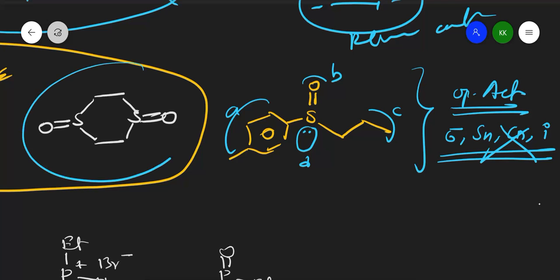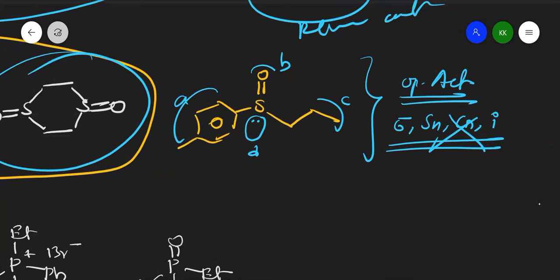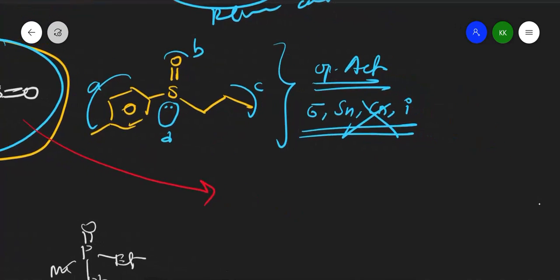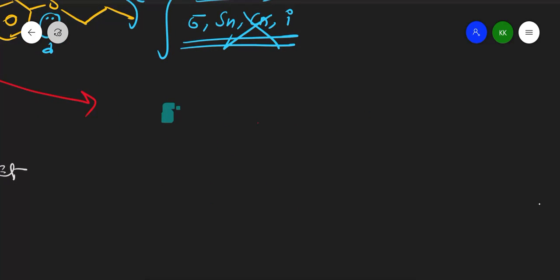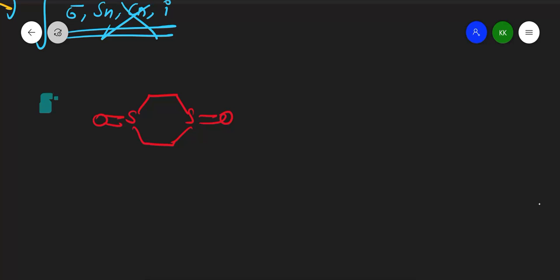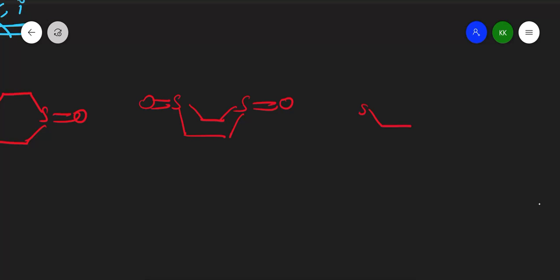Coming to this one, about this also I have talked. Let me write it here just to check it. The structure is like this, right? A 6-member ring with double bond O, double bond O. I told it can exist like this, or it can exist with the double bond O here and the double bond O here, like this, right?